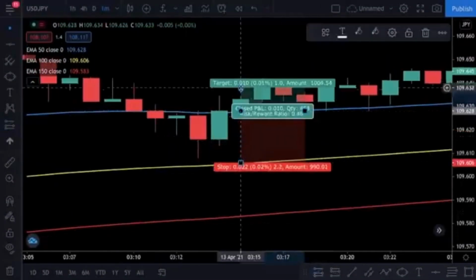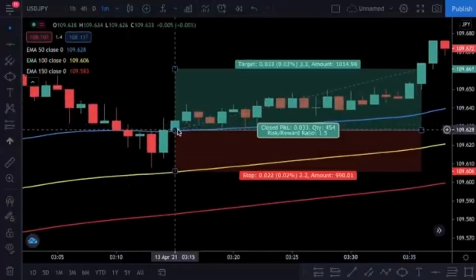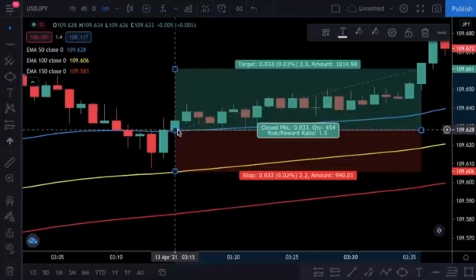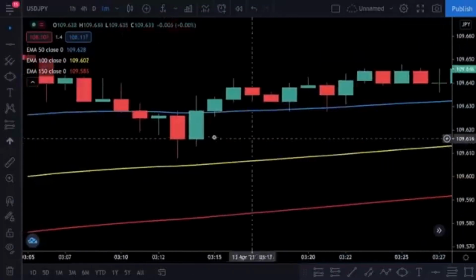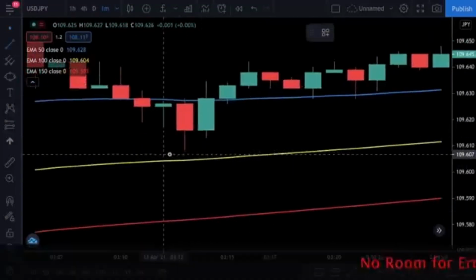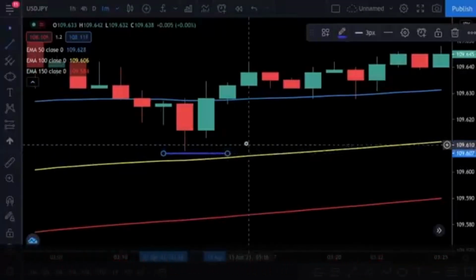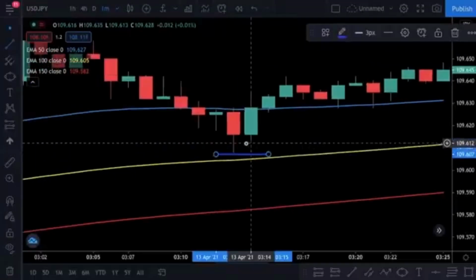You can use 1.5 risk-reward ratio again. But actually, there are many exit strategies for this setup. Setting a fixed stop-loss and a take-profit target is the first exit strategy you can use. But, I am not a big fan of this exit strategy. Because there is no room for error while scalping. Everything can change in seconds. So, instead of setting fixed profit targets, I do something else.